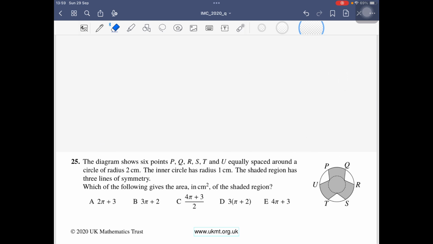Diagram shows PQ or STEU. Inner circle radius 1. So outer circle radius of 2. So they share the center, concentric circles. So like this.